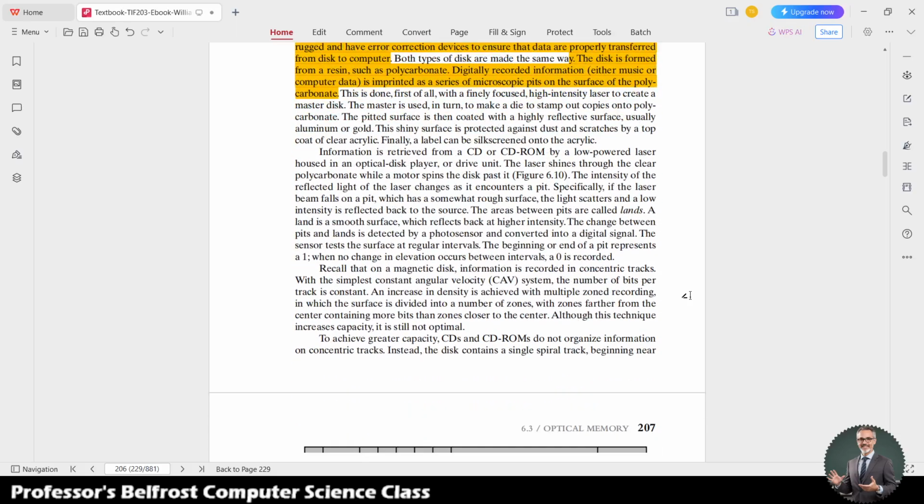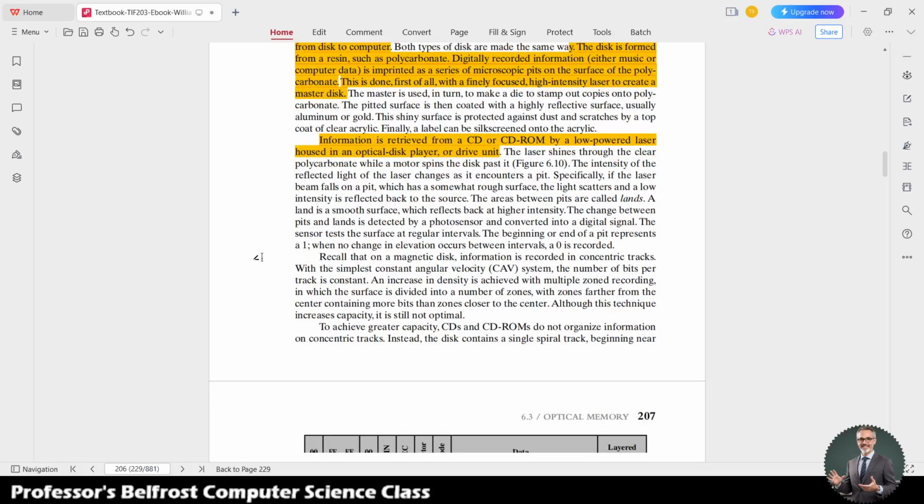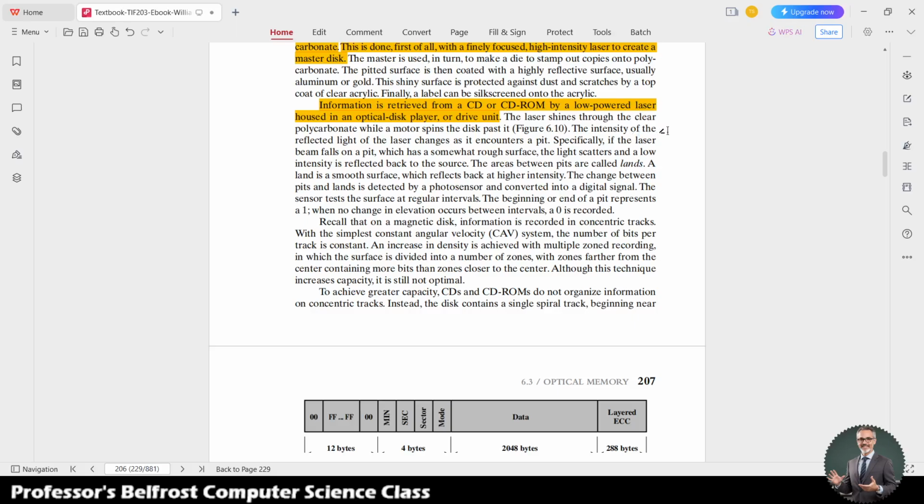The information is retrieved from a CD or a CD-ROM by a low-powered laser housed in an optical disc player or drive unit. Specifically, if the laser beam falls on a pit, which has a somewhat rough surface, the light scatters and a low intensity is reflected back to the source. The areas between the pits are called lands, and the land is a smooth surface which reflects back at a higher intensity. The change between the pits and lands is detected by photosensors and then converted into a digital signal.